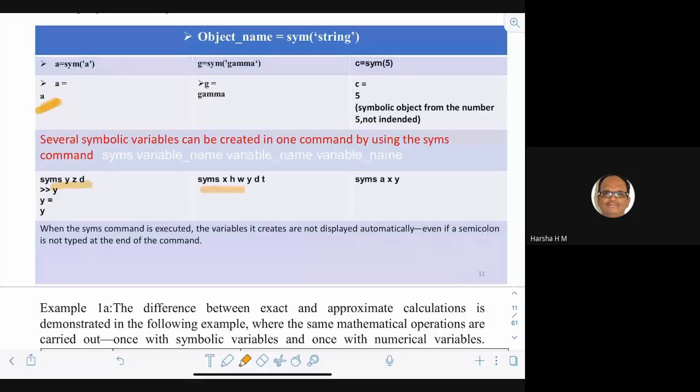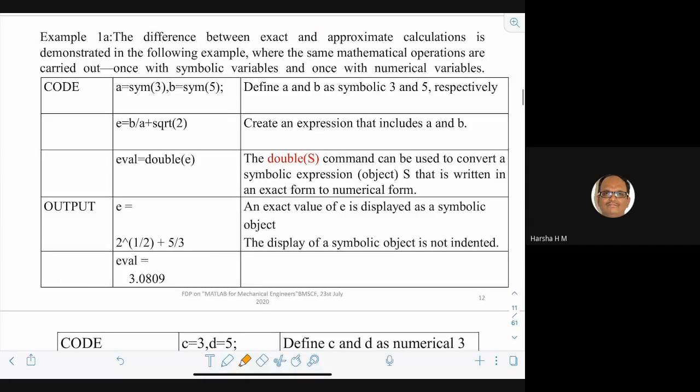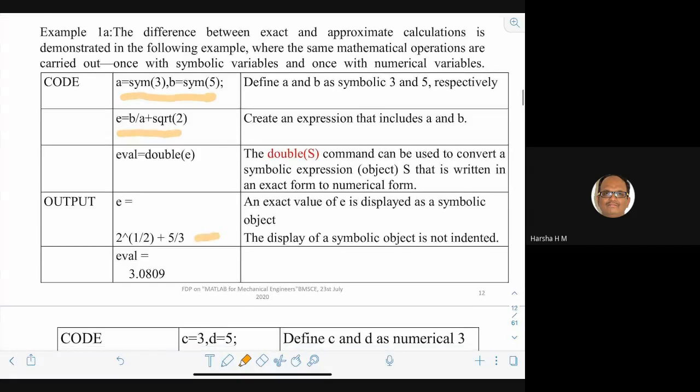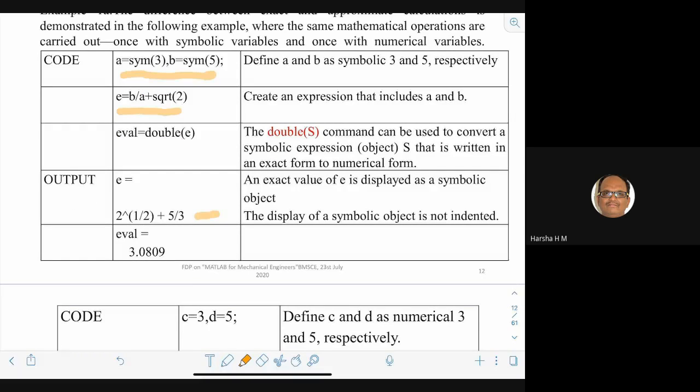To have a better understanding, let us go through some of the examples. I hope you have this Word file with you. The code is there as example 1a. You just enter a is equal to sym of 3 and b is equal to sym of 5. Then create an expression, e is equal to b by a plus square root of 2. When you do that, you will notice that the output is in this form: square root of 2 plus 5 by 3. Remember, it is not approximating. It is in terms of fractions only.